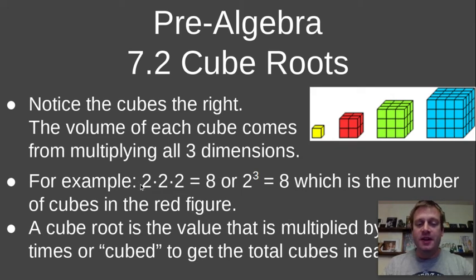And what a cube root really is, is working backwards. What number would I be multiplying by itself 3 times to get a total volume there of 64? And the answer would be, well, I did 4 times 4 times 4. The cube root of 64 happens to be 4. The cube root of 27 would be 3.